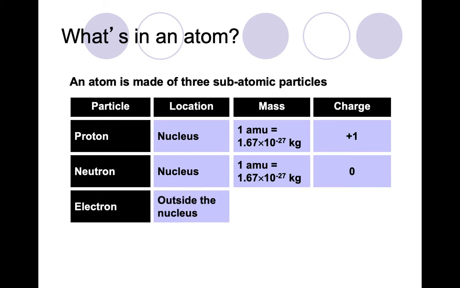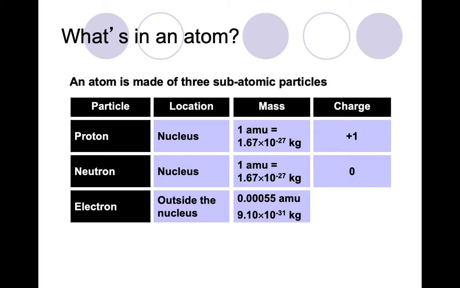Last but not least, we have an electron. An electron does not live inside the nucleus. An electron actually floats outside the nucleus in what we call the cloud. A lot of us refer to it by different names, but I call it the cloud. And if you thought a proton and neutron were small, an electron is super tiny compared to a proton and a neutron.